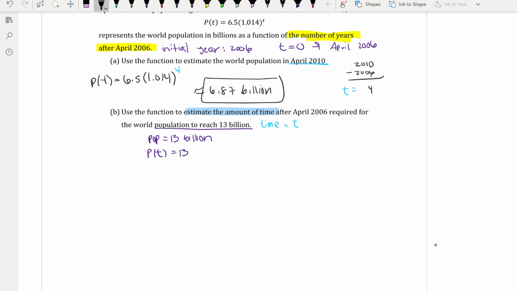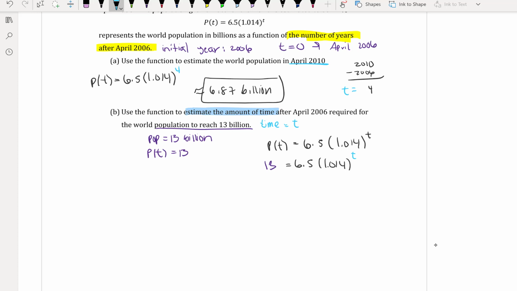So I have my equation of P of t is equal to 6.5 times 1.014 to the t power. So that 13, I'm going to plug into my P of t. So I'm going to have 13 equal to 6.5 times 1.014 to the t power. And that is my goal. My goal is to solve for t.